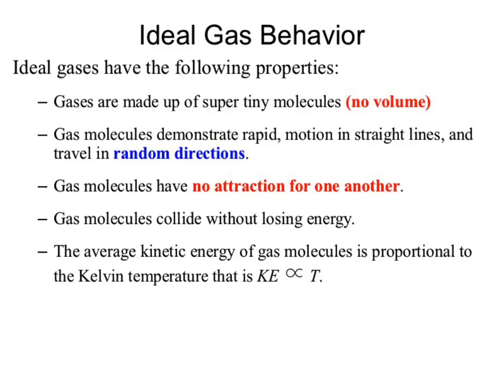Gas molecules demonstrate rapid motion in straight lines and travel in random directions. This is not an easy one to manipulate or see how the mathematics come into it, so we'll just kind of accept it. Really, what this is saying is that if a particle is moving in a straight line, it keeps moving in a straight line until it hits something, and it exerts a force on that something. For every action there is an equal and opposite reaction, and the thing will bounce back, or pass straight through it.